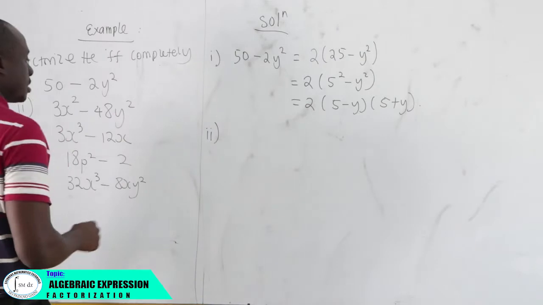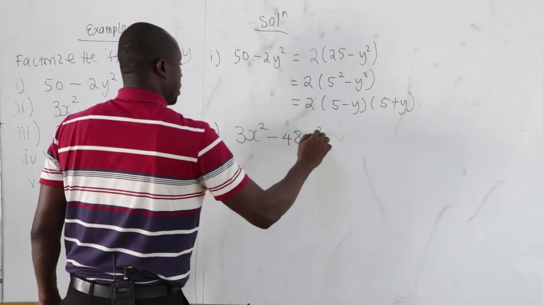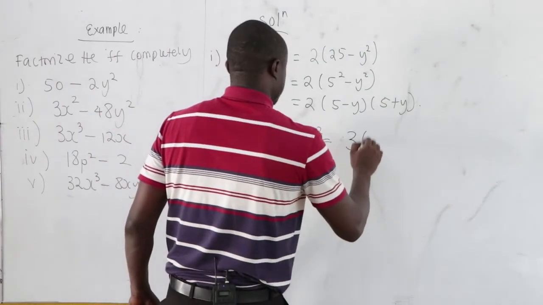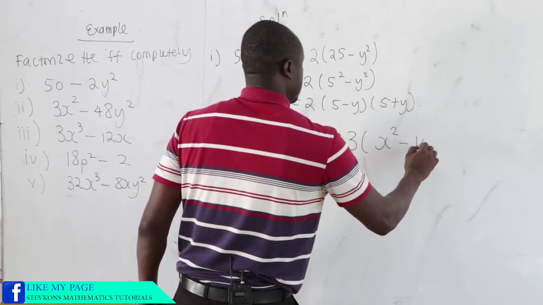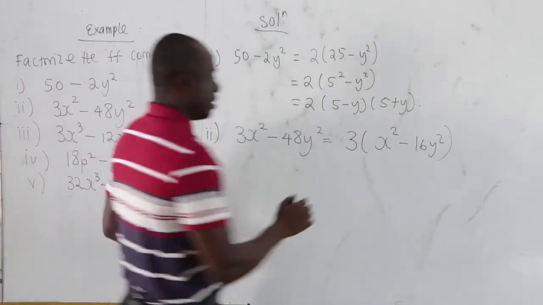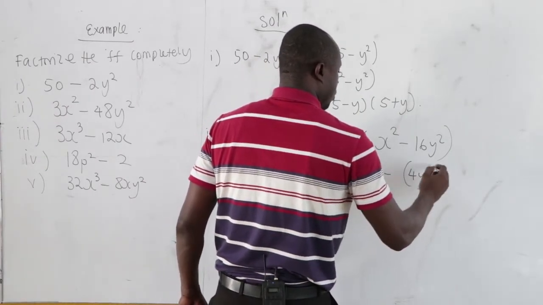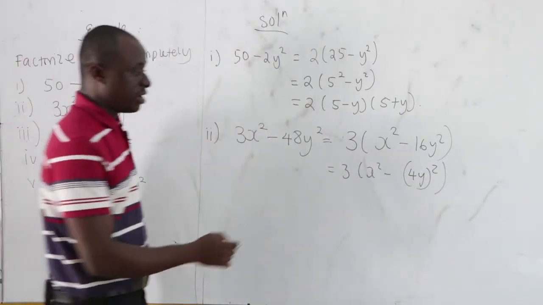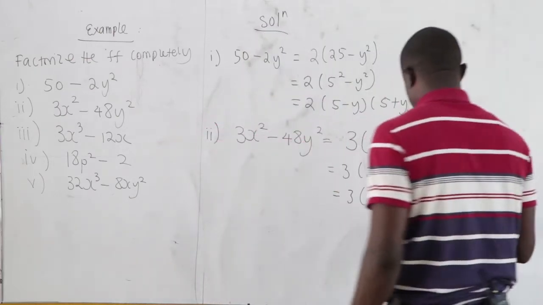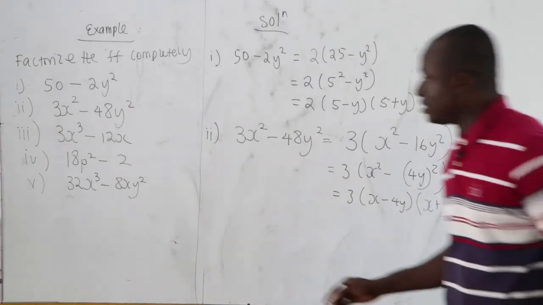Now let's see the second one, that is 3x squared minus 48y squared. Clearly, what is common? 3 is common. So we factorize 3 out. We will get x squared minus 16y squared, because 3 times 16 will give us 48. Now, we have x squared, and this we change to (4y) all squared. And the inner one, we have a difference of two squares. So you have 3 times (x minus 4y), and then (x plus 4y). Very, very easy and interesting.